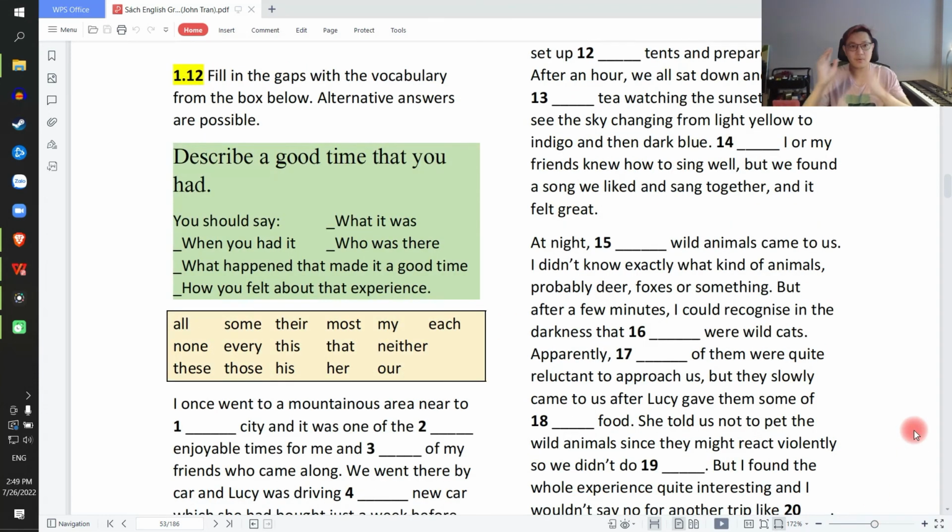Alright, now let's come to 1.12. You have to fill in the gaps with the vocabulary from the box below, and alternative answers are possible.